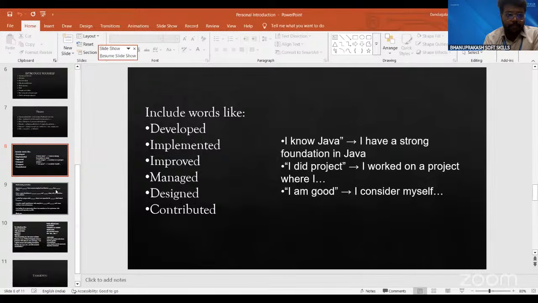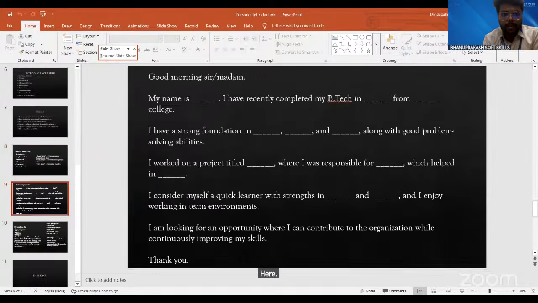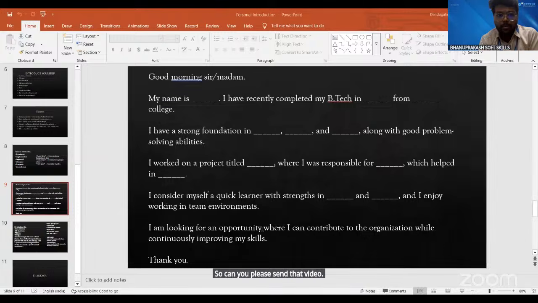And next, here you can see one sample. This is a very basic thing. Yes, Sanam. Do you have any questions, Sanam? Can you please send that video to the mates to join the class daily? Today I didn't get the link. Okay.